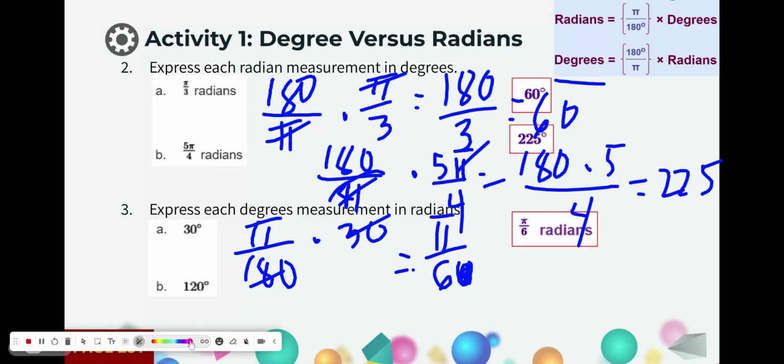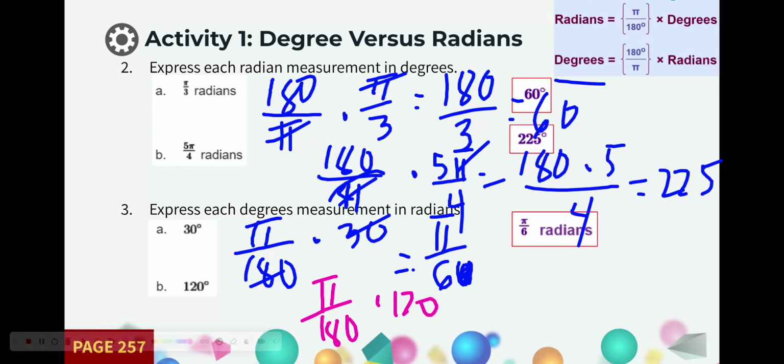Next, 120. Let's change color so you will see. Pi over 180 multiplied by 120 equals, that would be 120, and 180 is divisible by 6. So that gives you 60. So that will be, if that's divisible, that's 2. 180 is 3. So my answer is 2 pi over 3. Is that right? Yes, we are correct.